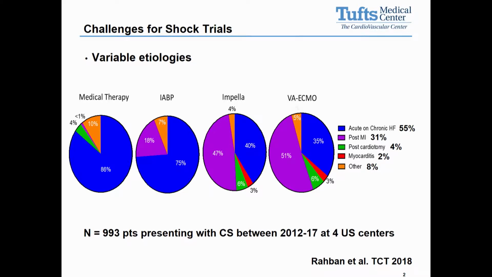There are many challenges. I've learned so much here in the last day or two of challenges for shock trials. One is that, as you've heard over and over again, there are variable etiologies. These are some data from one of our fellows presented at TCT a few months ago from a shock registry, almost 1,000 patients. The thing to focus on here are the etiologies. And you all know this. People come at shock from many different diseases and syndromes.